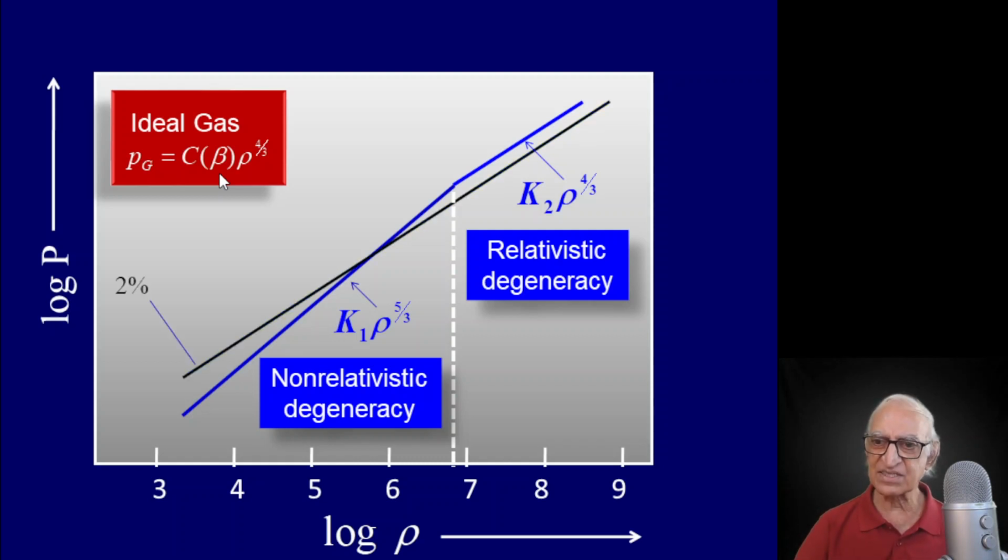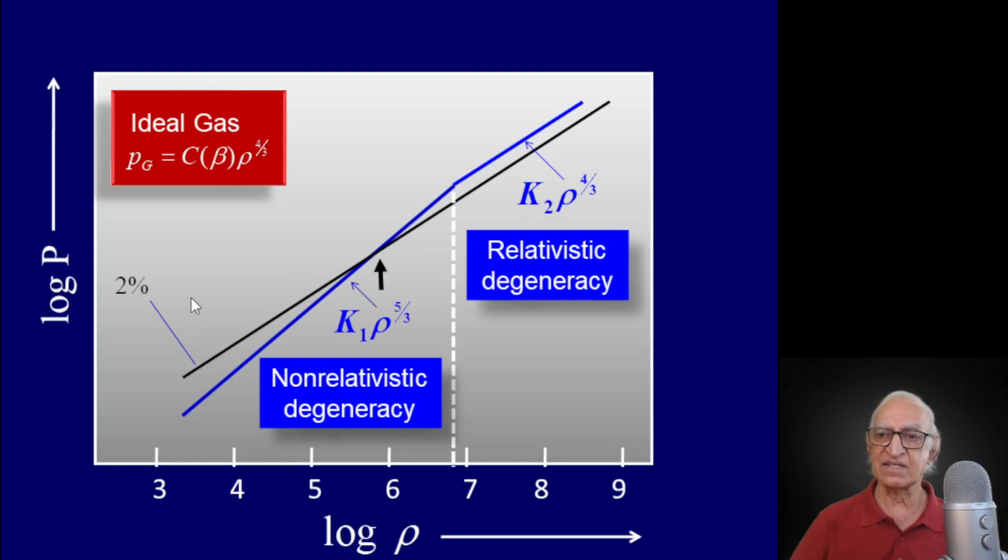So let us consider the situation where radiation pressure is only 2% of the total pressure. In other words, 1 minus beta is only 2%, and gas pressure is 98%. So something like the sun, for example. What is plotted as the black line is the value of the pressure calculated according to Boyle's law as a function of density. What is plotted as the blue line is the pressure calculated according to Fermi-Dirac statistics, rho to the power 5 by 3, and rho to the power 4 by 3 for relativistic particles.